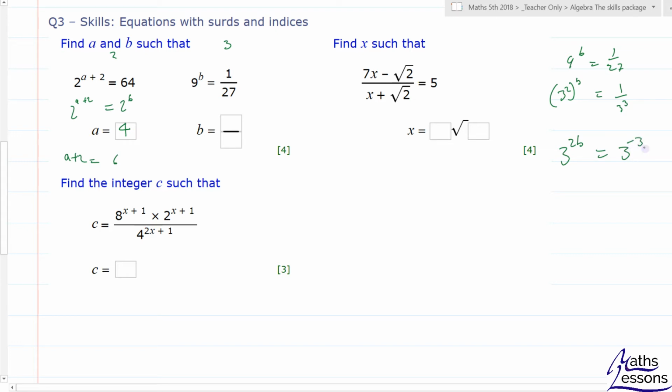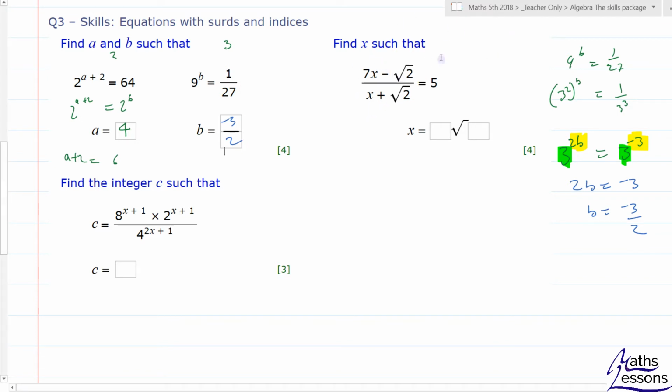Doing these things in reverse now. What you can see is we've got the same number here and here. So therefore the powers must be equal. So 2b must equal minus 3. So b must equal minus 3 over 2.